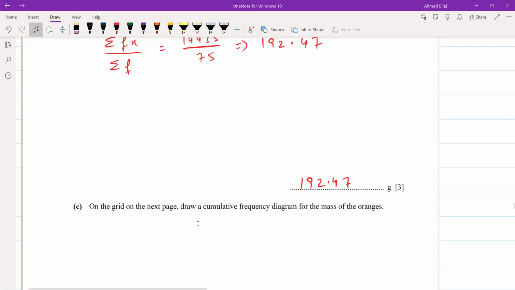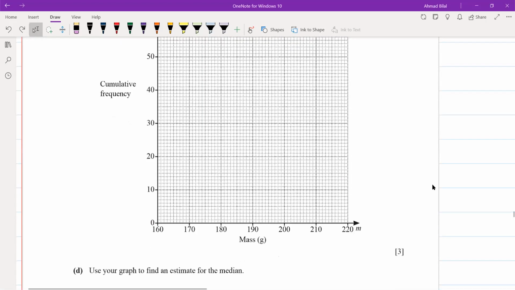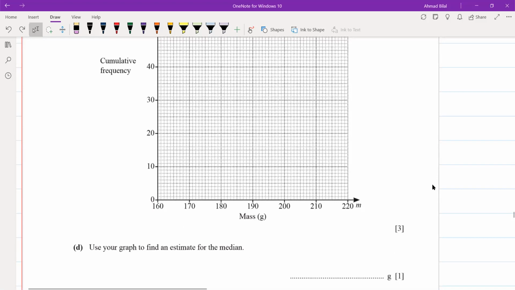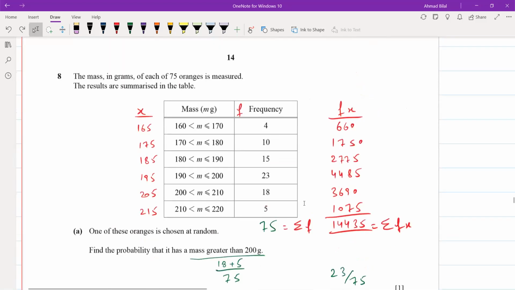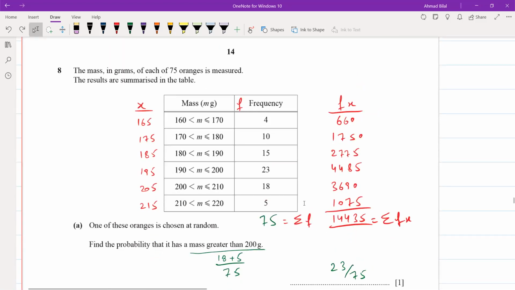Now, on the grid on the next page, draw a cumulative frequency diagram for the mass of the oranges. A cumulative frequency diagram बनानी है for the mass of the oranges. Let's do that. We have this graph given. We have cumulative frequency on the y-axis, mass on the x-axis. अब सबसे पहला काम क्या करना होता है आपको इसके अंदर? Cumulative frequencies calculate करनी, ठीक है?